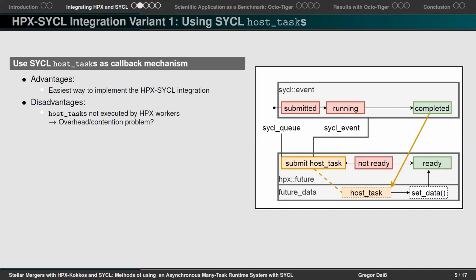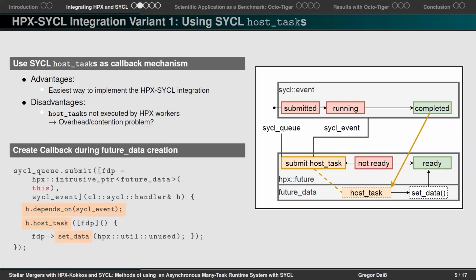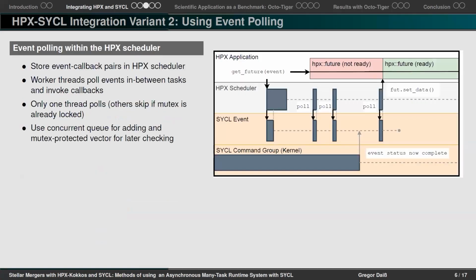So how would this look like? Well, to come back to this image just now, we basically now just submit during construction this host task. The host task will eventually be triggered by the completion of the SYCL event, and it will set the data. And implementing that is basically just that. We have the command group that depends on the SYCL event. We have the host task, and the host task is just setting the data. Easy.